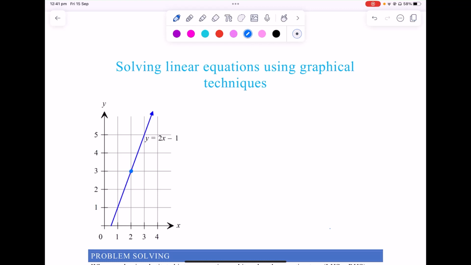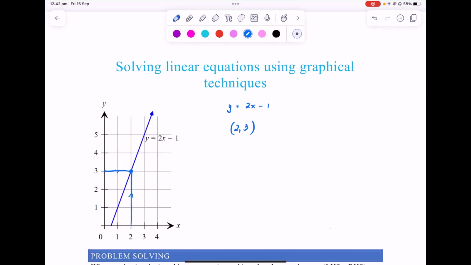So have a look at this line here. I've drawn the line y equals 2x minus 1. So I'll write that down, y equals 2x minus 1. And say I said to you, I want to know whether this point 2 and 3 lies on the line. Now, you can say to me, yes, it does, because I can just see that. The point 2, 3 does lie on that line. But if I asked you to show it to me or to prove it, I'm going to show you a technique that you need to be able to follow.